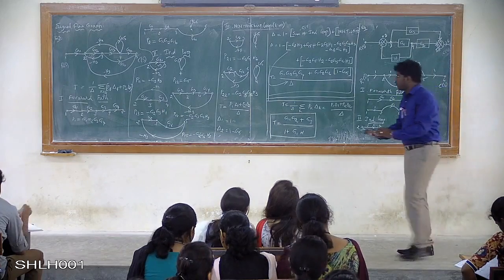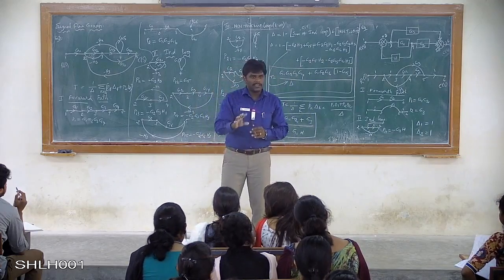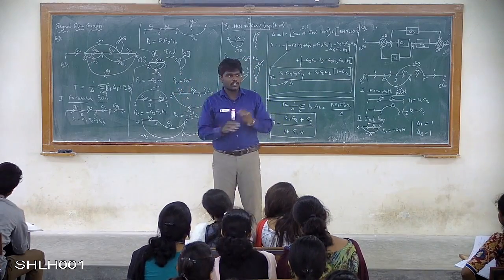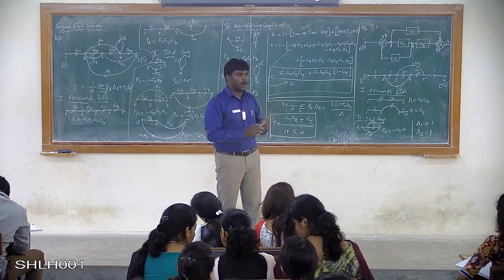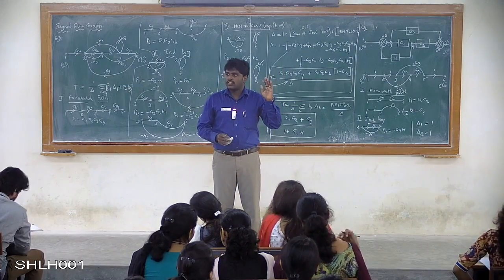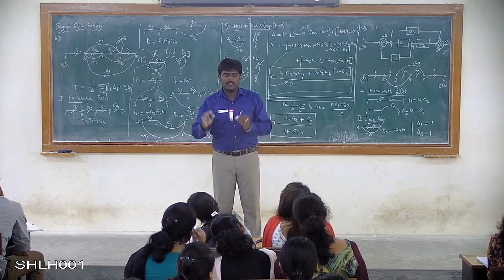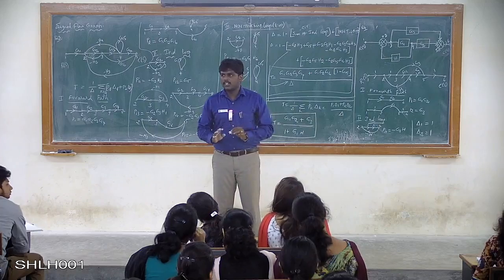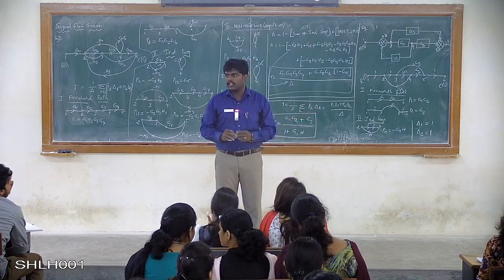Right? So in today's lecture, we have solved one problem with 5 individual loops and 2 non-touching loops, and we have derived the overall transfer function of the system. And in the other problem, I have taught you to convert the block diagram into a signal flow graph. Then we have found the overall transfer function of the system also, right? So we will see more problems in the next classes.